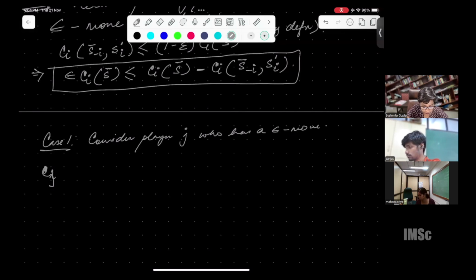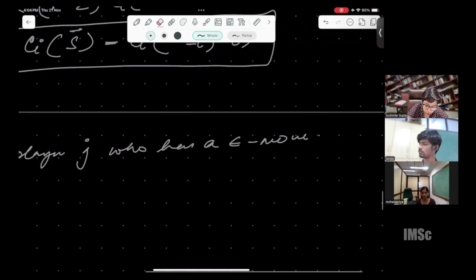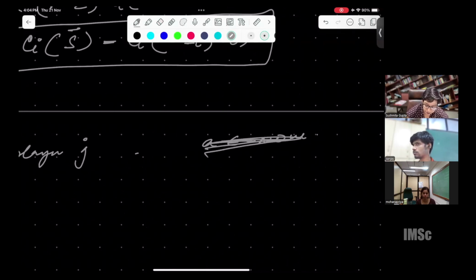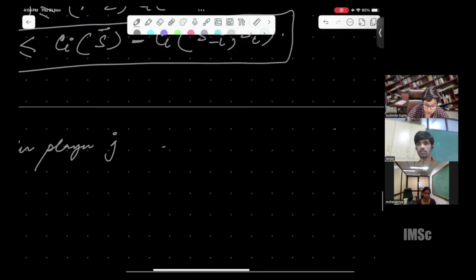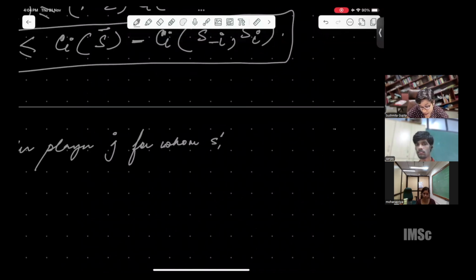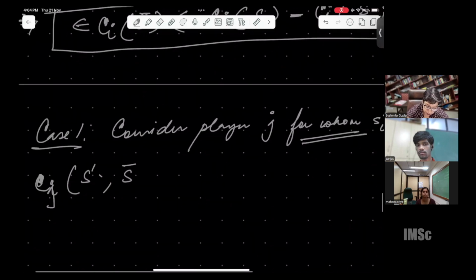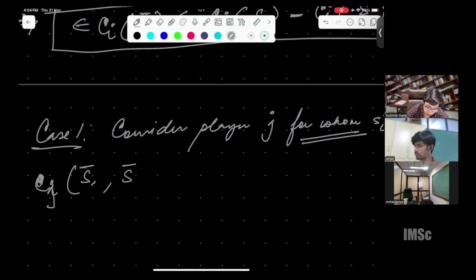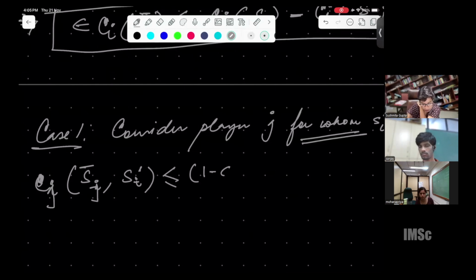C of S minus, for the concentration J for whom S prime I is an epsilon move. Okay. Then for that player, I can say the following. This is less than or equal to 1 minus epsilon of Cj of S.